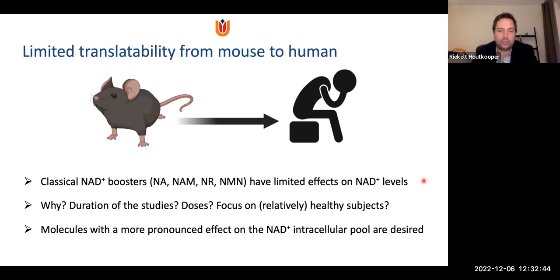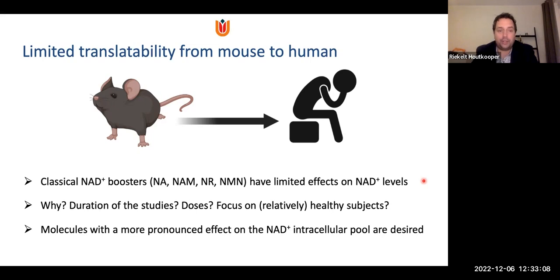Maybe it's also the focus, so far at least for most of the trials, on people with a relatively healthy life. They are pre-diabetic, for instance, in the study that we did, but they're not full-blown diabetic, very sick, etc. So they're relatively healthy, I would say. So that could also be the reason.